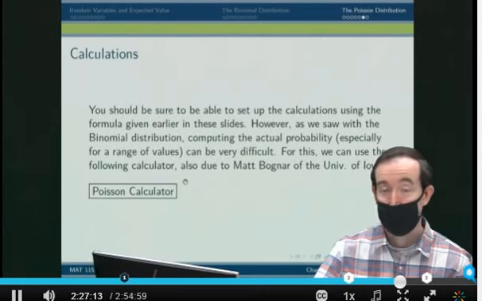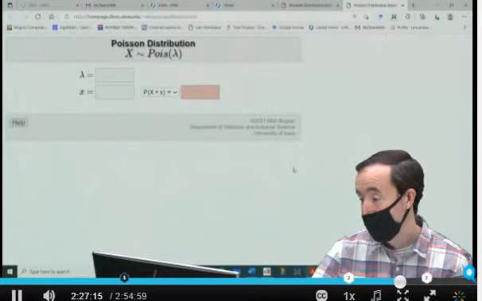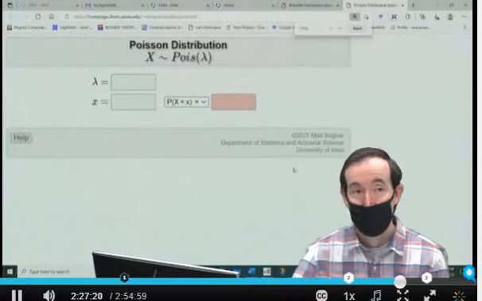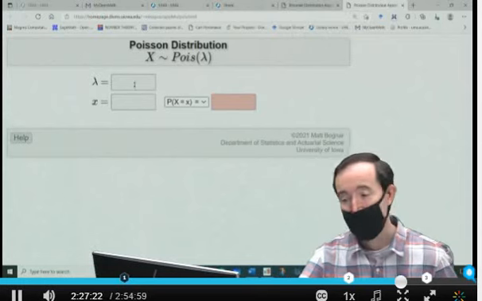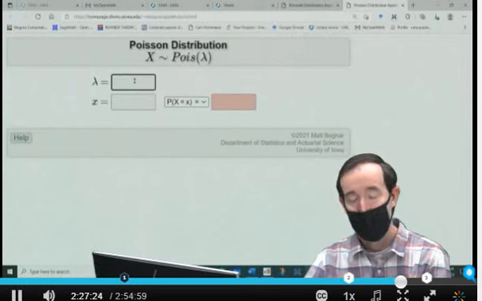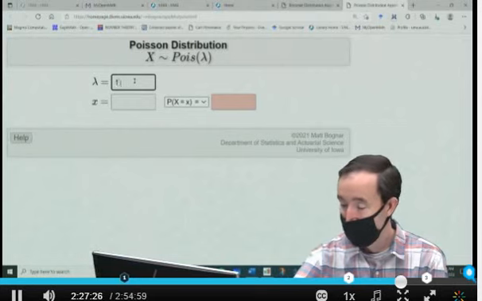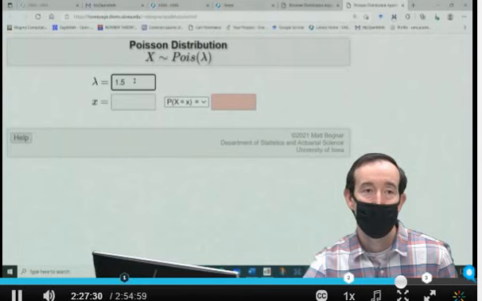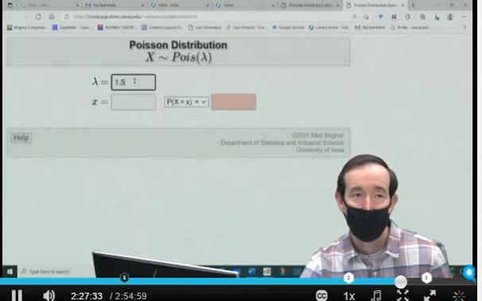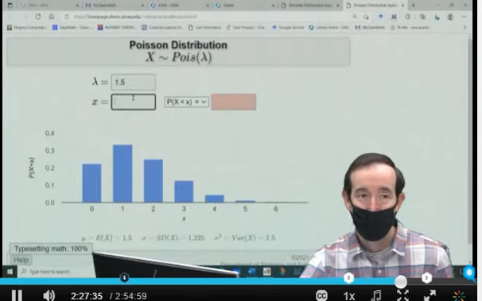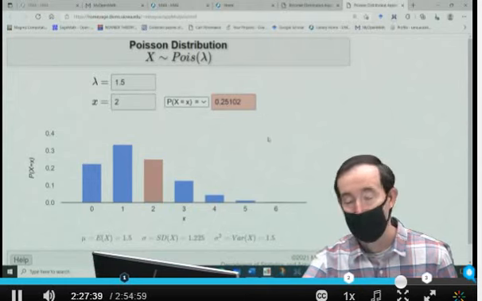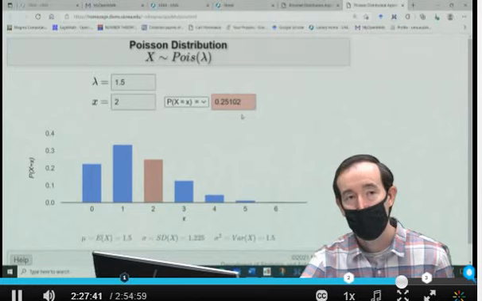And again, Bognar steps in to the rescue. So let's click and see what he does here. And I'll zoom in a little bit more so you can see it. Let's do the example we were just looking at. All right, I expected 1.5 of my 100 volts to be defective out of 100. And I wanted to compute the probability that exactly 2 were defective. That was my first problem. Well, there it is, 0.25102. That's the number we found, in fact.